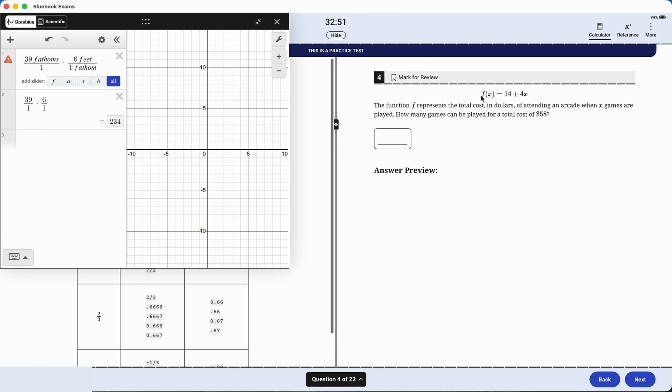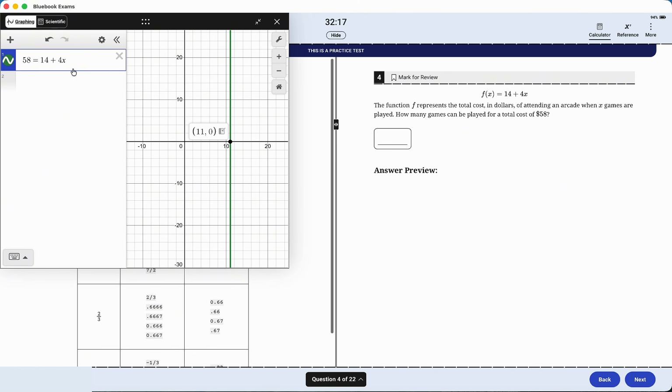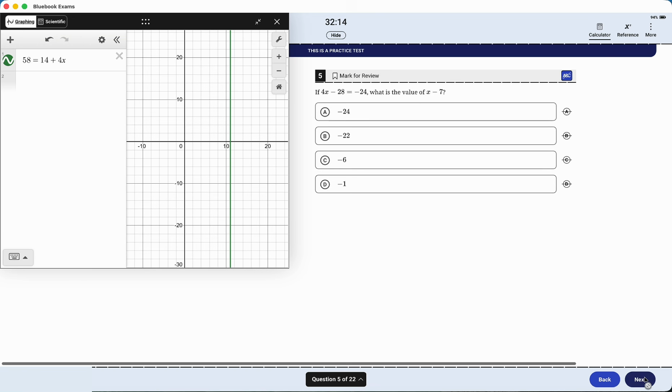Okay, next one here gives us a function, f of x equals 14 plus 4x. When they give you a function, they'll describe what the things are in the function. So here it says f represents the total cost in dollars of attending an arcade when x games are played. They want to know how many games can be played for a total cost of $58. With functions, this is a very common thing. You need to understand what's x and what's y, because they'll give you x or y and you find the other one. You can only have one unknown. So in this case, the 58 is the y, and we're trying to figure out the games, which is x. If you type that into Desmos and zoom out, Desmos will just solve it for you. It's 11. That's a really cool thing about Desmos.